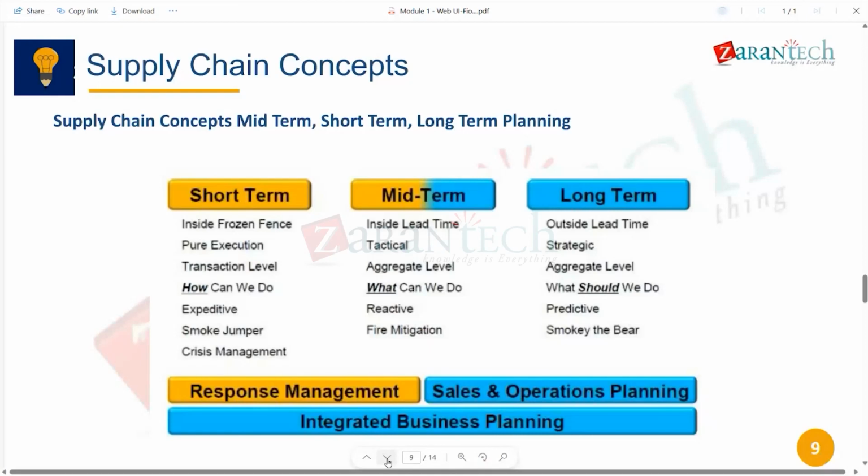So this leads to a question: whether you have any frozen period for your production activities, or you keep on changing the plan whenever there is a requirement.